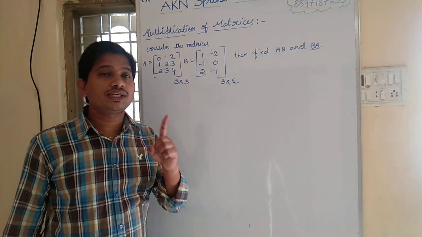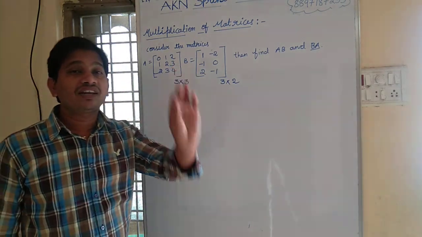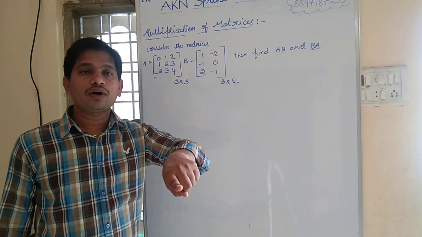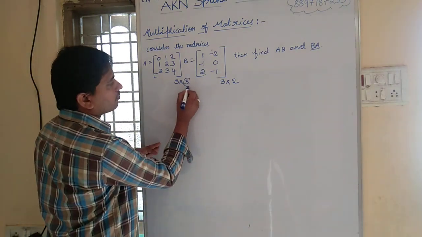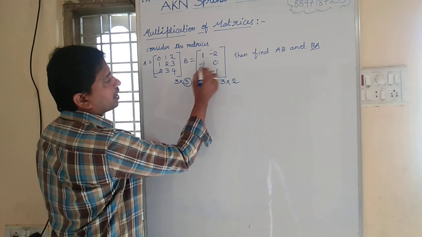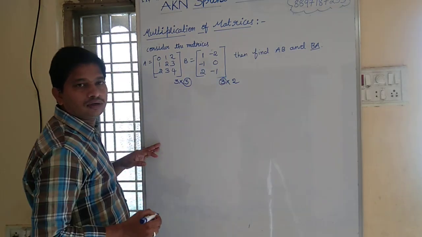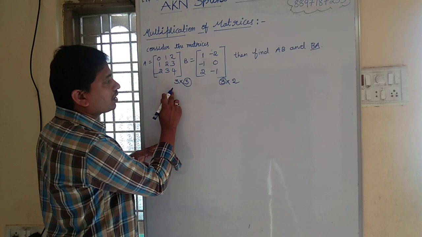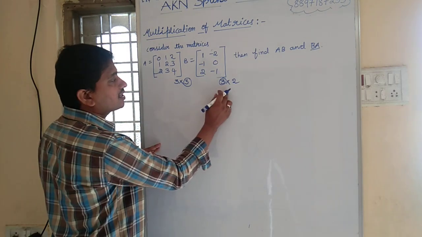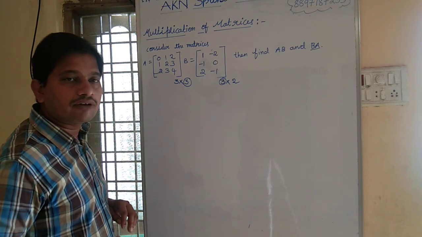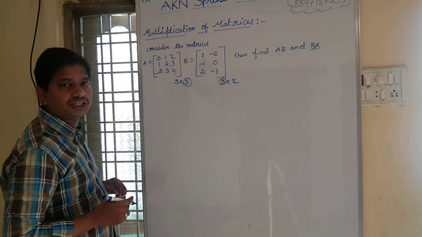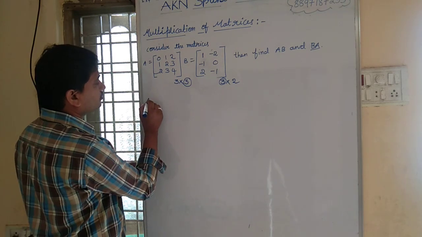Children, the important note is that the number of columns of matrix A must be equal to the number of rows of matrix B. You can see here the number of columns is 3 and the number of rows is 3. Since the number of columns of matrix A is equal to the number of rows of matrix B, can we find AB? Yes, AB exists. So let us find AB.